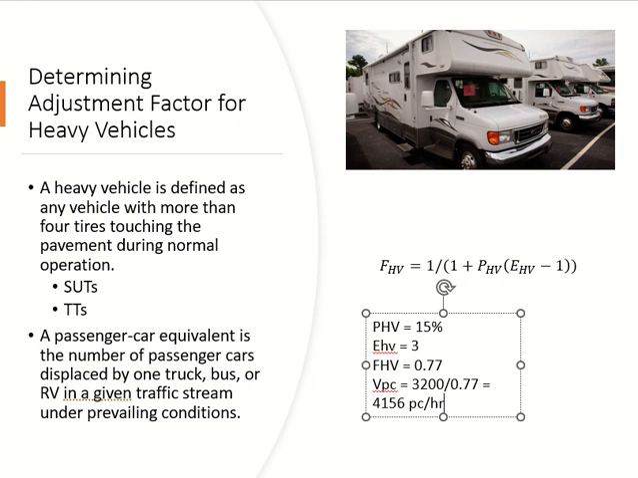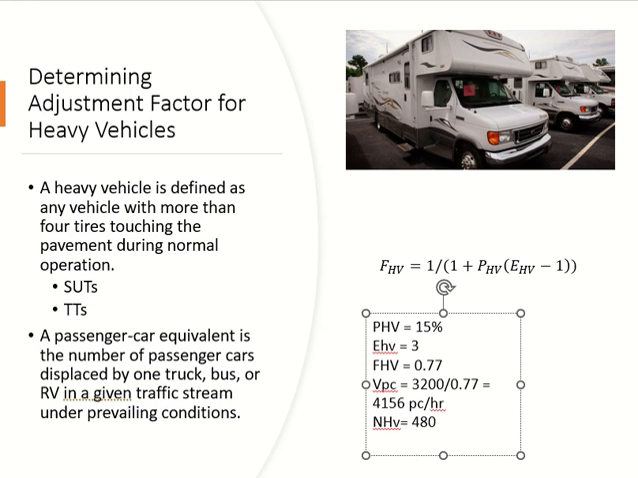Another way is use EHV. Don't calculate FHV, use EHV. But to use this, I need number of heavy vehicles. I have 15% heavy vehicles out of 3,200. So what's the number? 480. Now these are heavy vehicles, right? So each heavy vehicle has an effect of how much? 3. EHV is the effect, right? So every heavy vehicle has an effect of 3.